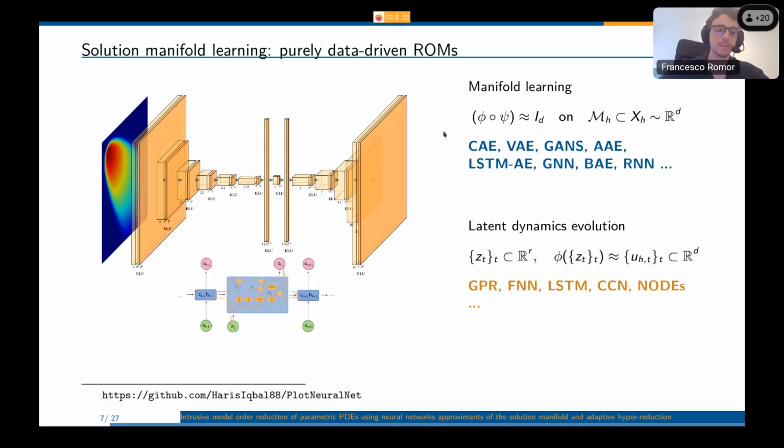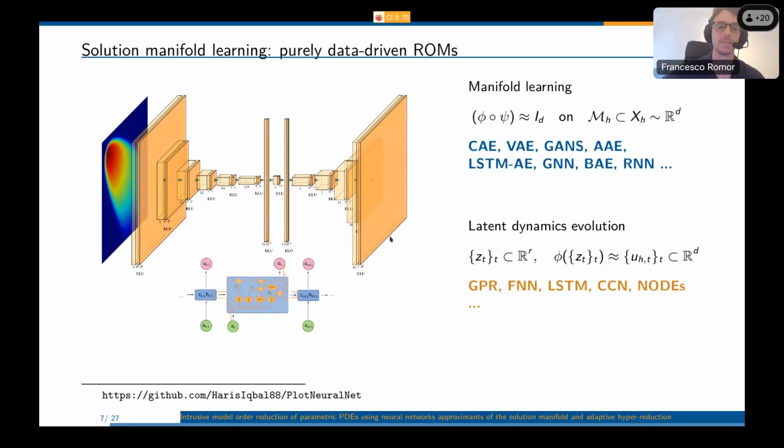Of course, in the literature, there are many examples in which the architecture changes. So, for example, you can use for the solution manifold learning problem, convolutional autoencoders, variational autoencoders, GANs, adversarial autoencoders, LSTM autoencoders, CNNs, Bayesian autoencoders. There are many architectures available right now. And also for the latent dynamics, you can use Gaussian process regression, feed-forward neural networks, LSTM, causal convolutional networks, neural ODEs. There are many alternatives.